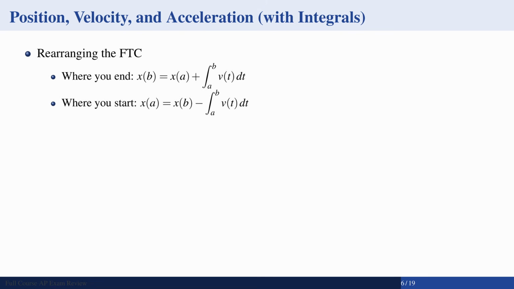You can also go the other way and figure out where you started. Where you started is where you ended up minus the integral from a to b of v of t dt. So it's where you ended up minus the displacement. That's a really common thing to do. You definitely got to be able to do that.